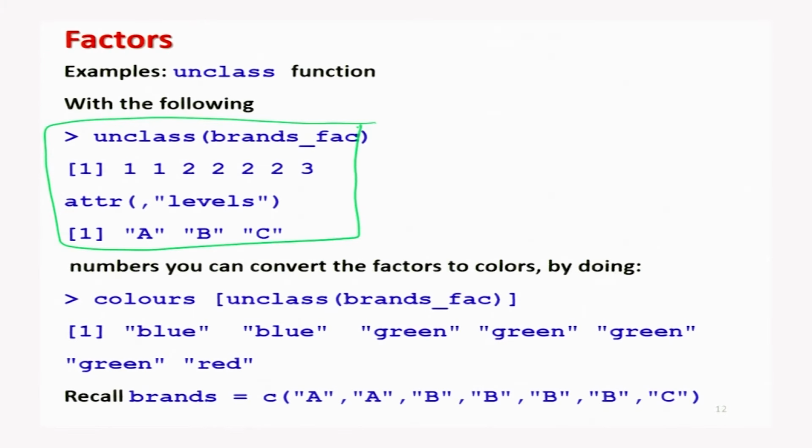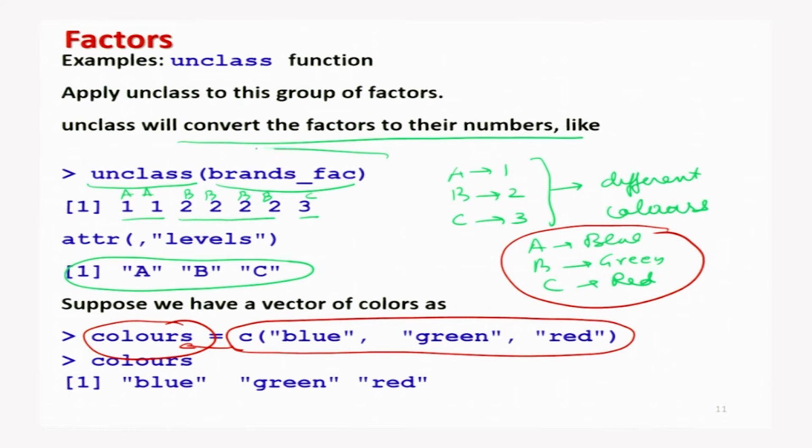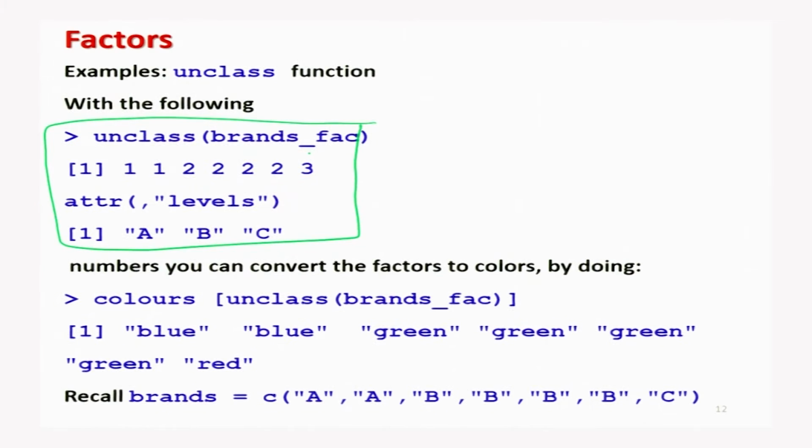Right. This is the same output which you had got here. So, I have just copied it here so that you can see them on the same slide. Now, I try to use here a command, colors, and inside the square brackets I write unclass brands_fact, that is this variable. And now, let's see what happens.